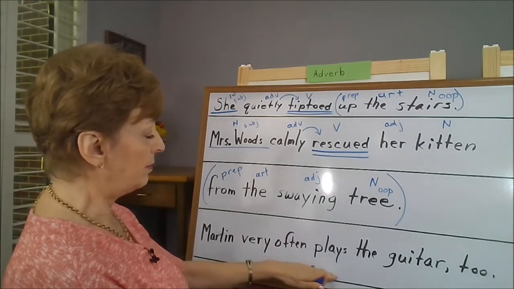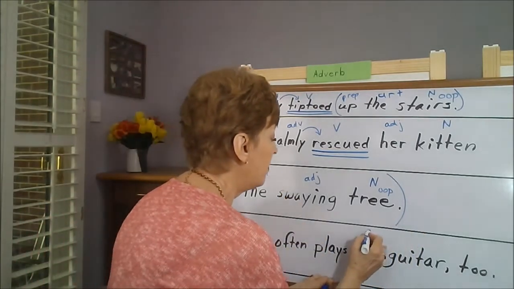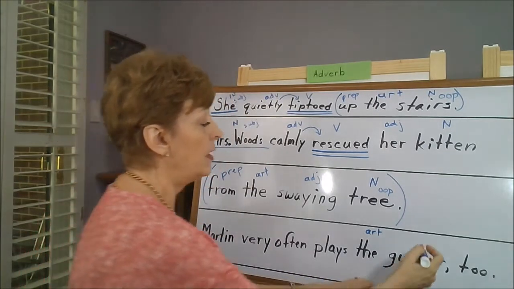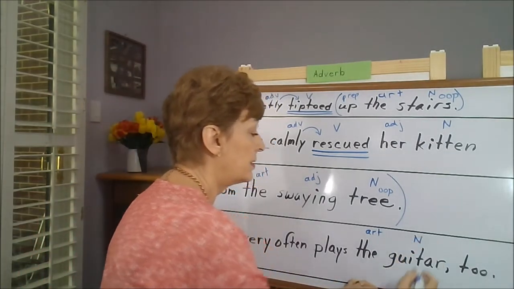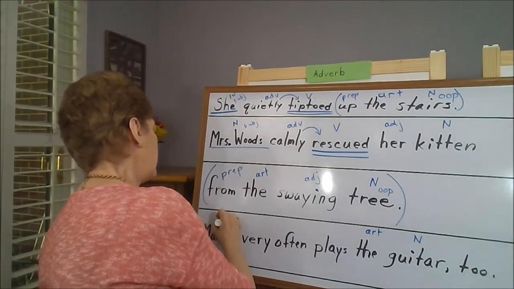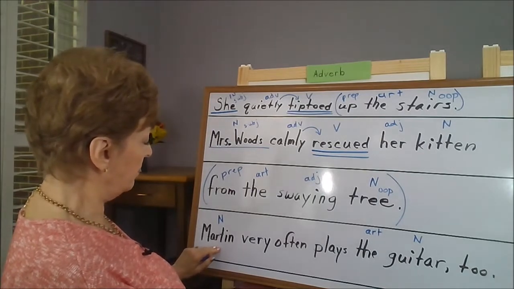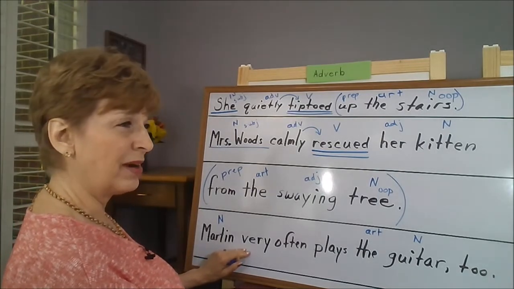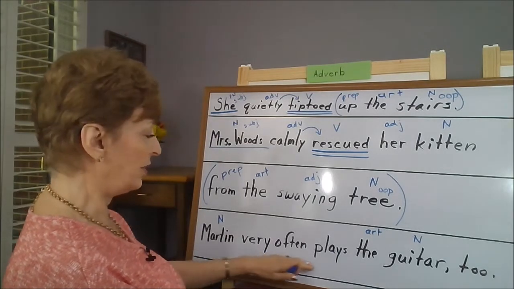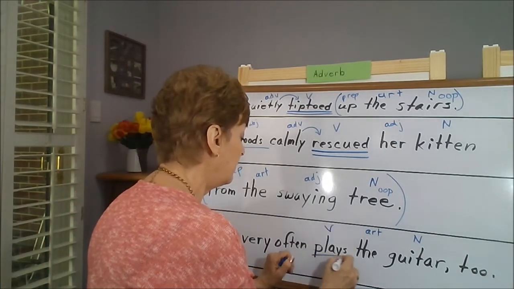Martin very often plays the guitar too. I see the article. That makes me know that there's a noun. You can touch a guitar. That's a noun. Martin is a person. Did Martin do something? Can Martin vary? Can Martin often? No. Can Martin play? Martin can play something. So that's our verb.